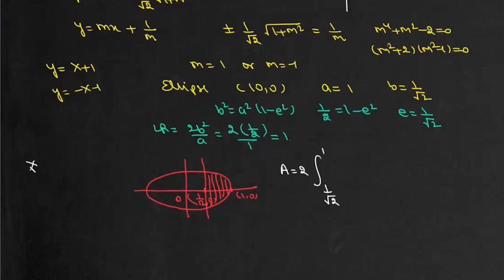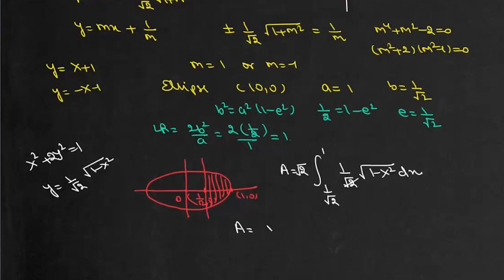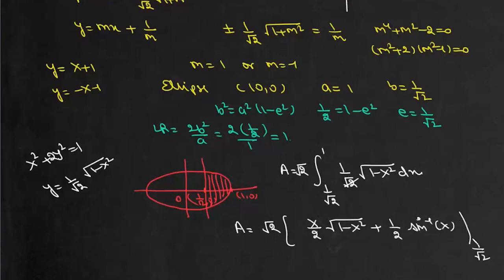Now the equation of this ellipse is x square plus 2y square equals 1. So the value of y is 1 by root 2 under root 1 minus x square. So it will be 1 by root 2 into under root of 1 minus x square dx. Now this is simply root 2, and this area will be root 2 times, and here it will be x by 2 under root 1 minus x square plus a square upon 2 sine inverse x from 1 by root 2 to 1.